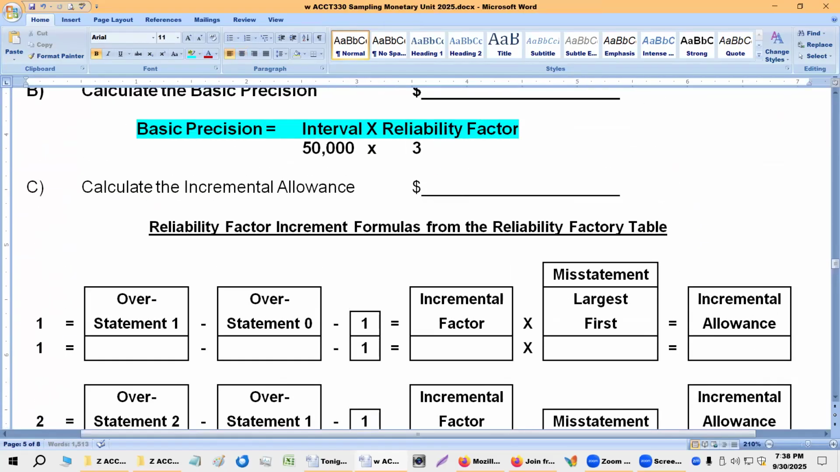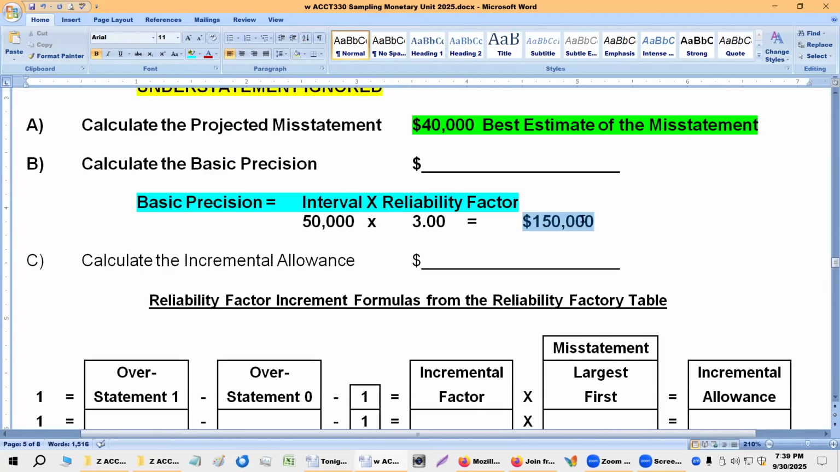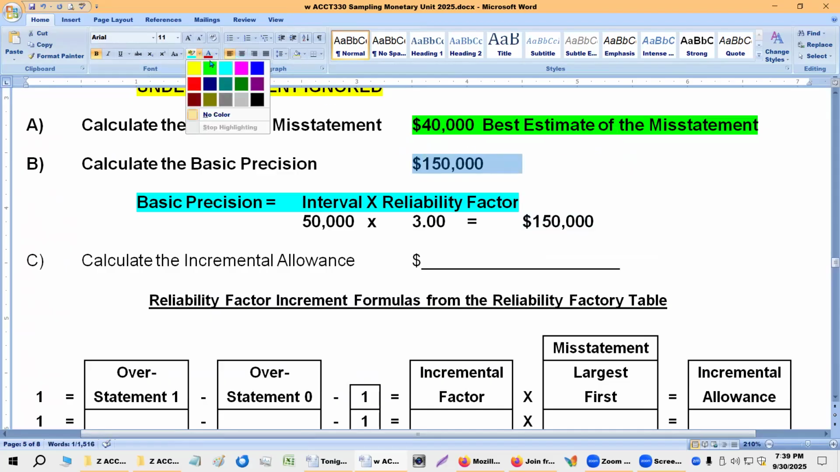150,000. So this would be an additional amount, and again, this is there because even if we have nothing wrong, it's a sample. There still could be things that are in, unless we take 100%.